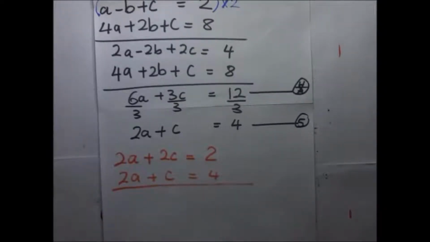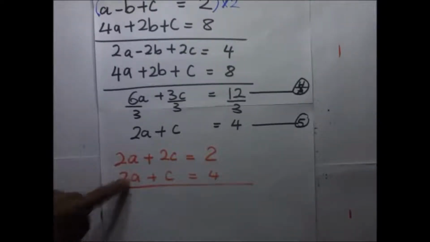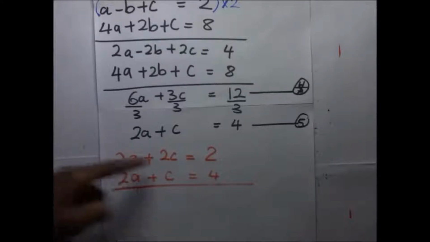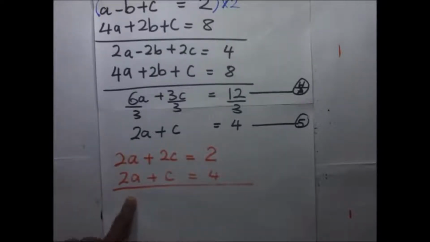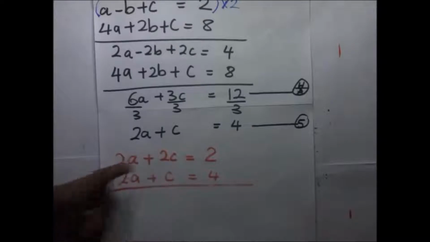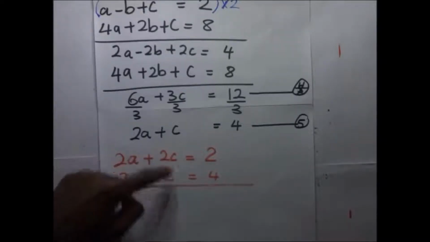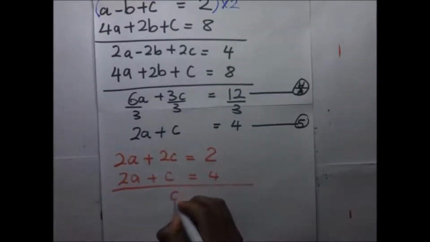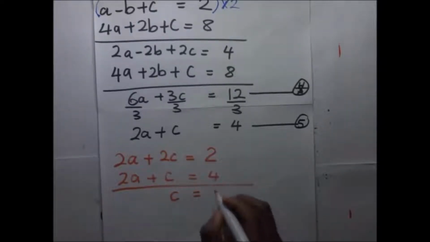Still by elimination method, we are having 2a, 2a, so it's easy to eliminate a. If we subtract this equation minus that equation, we get here 0. So eliminate a and get c. So 2a minus 2a is 0. 2c minus c will give us c. That's going to give us 2 minus 4. 2 minus 4 is going to give us negative 2. So it means that our value of c is negative 2.